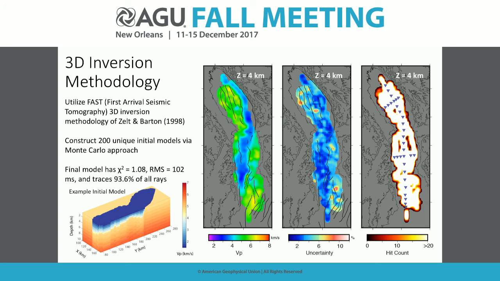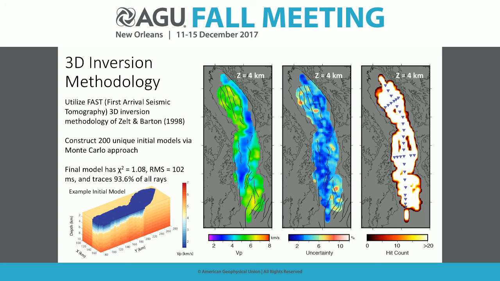I'm showing the VP model, percent uncertainty, and ray coverage. Note I cut the color scale here at 20 just to highlight regions where we had lower ray coverage, but in fact we have more than 100 rays in almost all parts of the model.